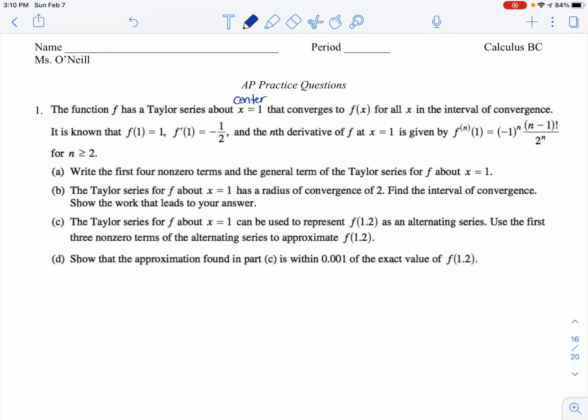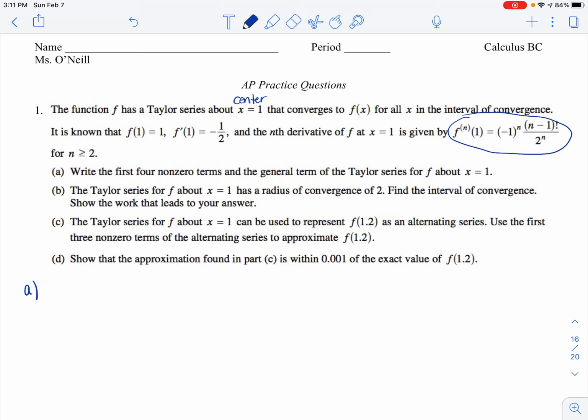Okay, so that's the center of your series, and it converges to f of x for all x in the interval of convergence. So we'll have to think back to intervals of convergence for power series. We know that f of 1 is 1, f prime of 1 is negative a half, and every additional derivative beyond that is based on this formula right here. So obviously if I want the second derivative, I'd plug in n equals 2, third derivative, and so on and so forth, and that would give me the value of f double prime of 1, or triple prime of 1, or something like that.